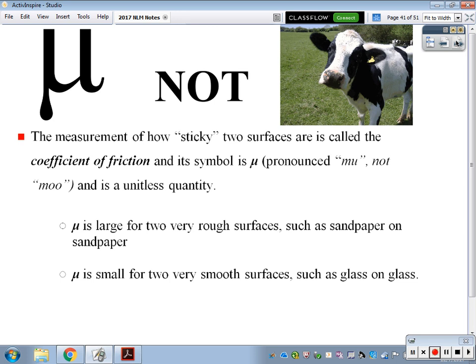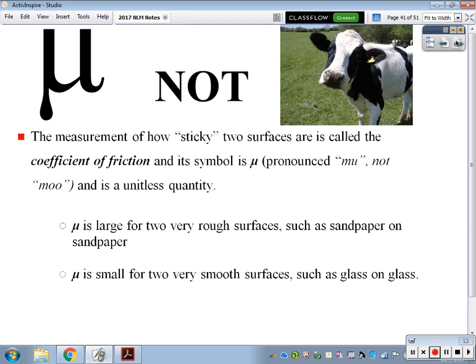For the first time all year, and we will have another one later in the year, this is a unitless quantity. It has no units. Why? It is simply a ratio of force to force. Newtons divided by newtons. So no units.